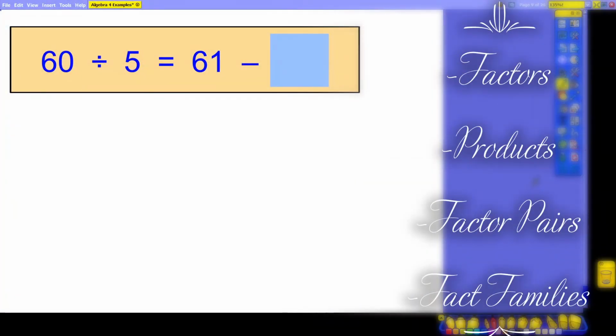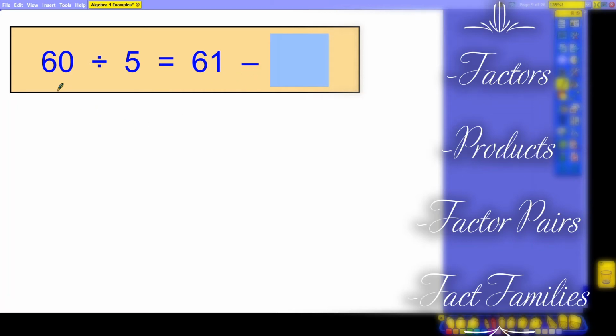Students, this is our fourth lesson in algebra, and it involves all four operations: addition, subtraction, multiplication, and division. It also has sections on facts, fact families, factor pairs, and so on. So the first question we have involves division here and subtraction here.